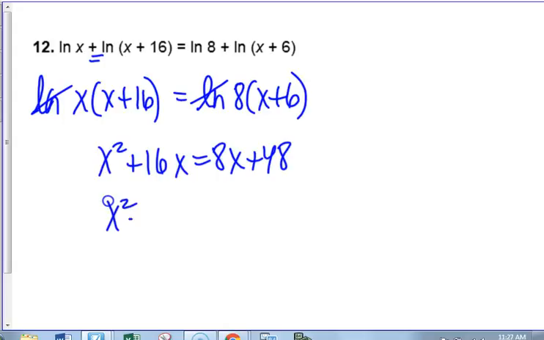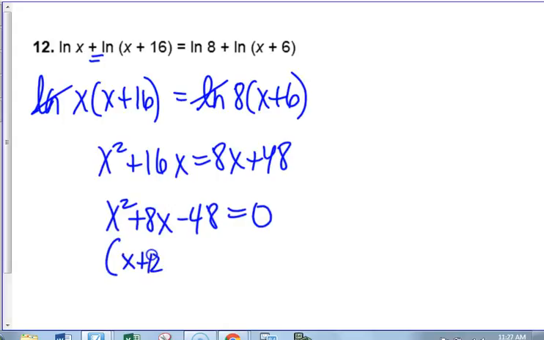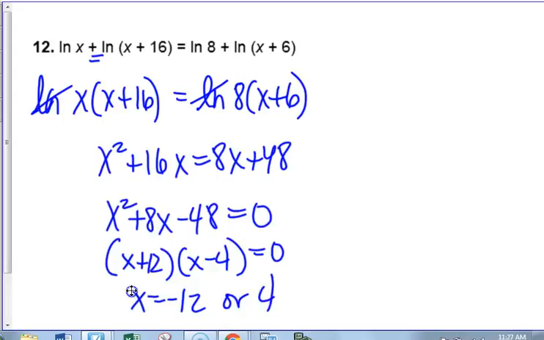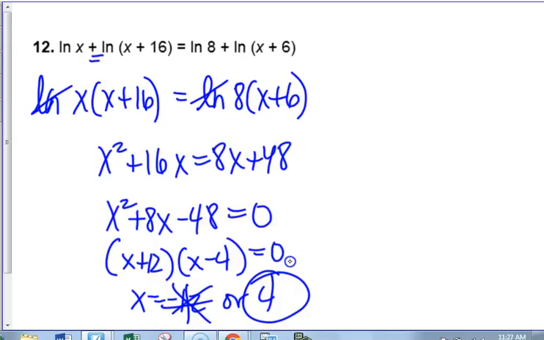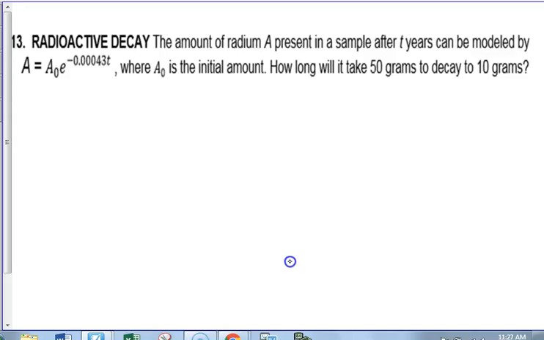So x squared plus 8x minus 48, plus 12 and minus 4. Does that work, guys? So I got negative 12 or positive 4. Yeah, negative 12 isn't going to work. Does 4 work? Sometimes positives don't even work if they come out negative when you plug them back in. Yeah, 4 should work. Nothing's coming out negative. All right.